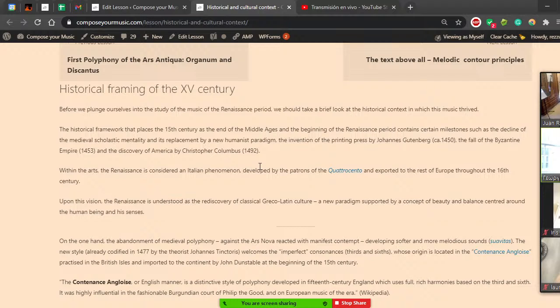The invention of the printing press by Johannes Gutenberg, let's remind this guy because it's very important in history, in 1415 more or less, and the fall of the Byzantine Empire in 1453, and the discovery of America by Christopher Columbus. I used the word discovery, if someone wants to discuss this topic, not in this lesson. The discovery of America by Christopher Columbus in 1492. He traveled to America and he discovered what people there, basically.